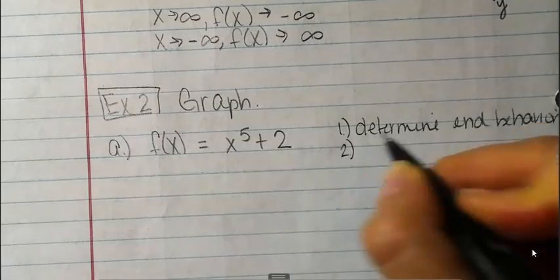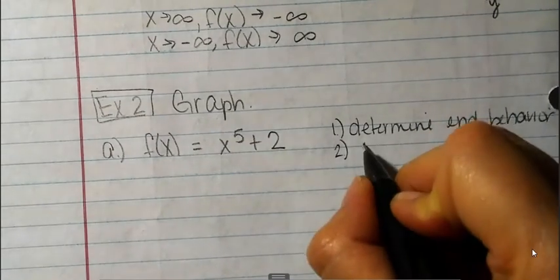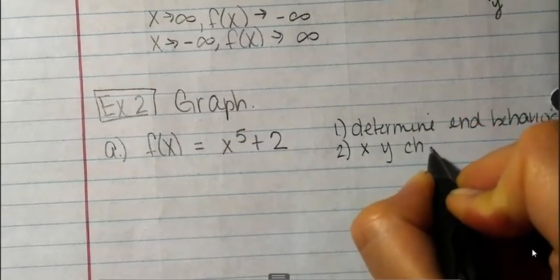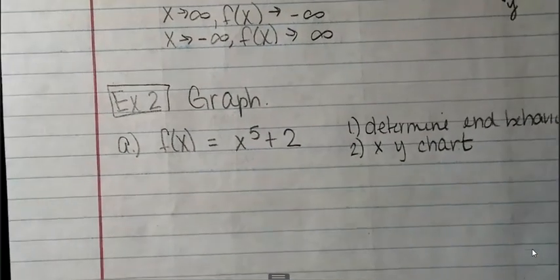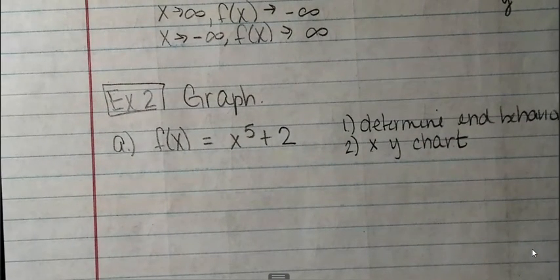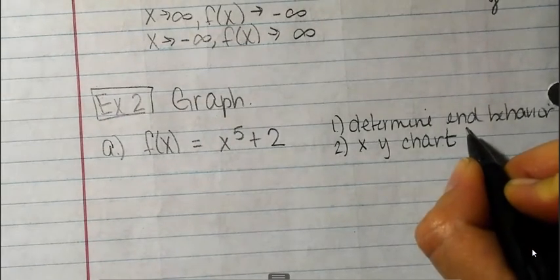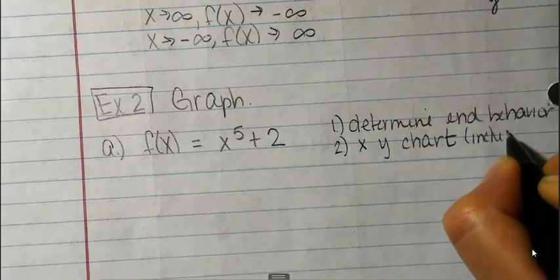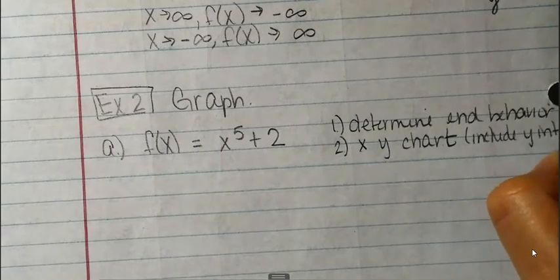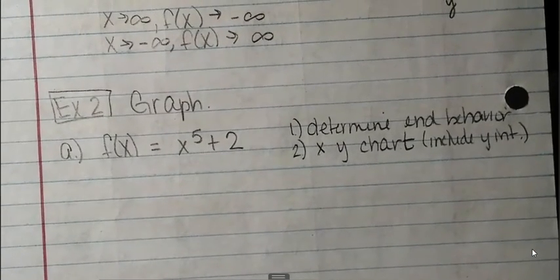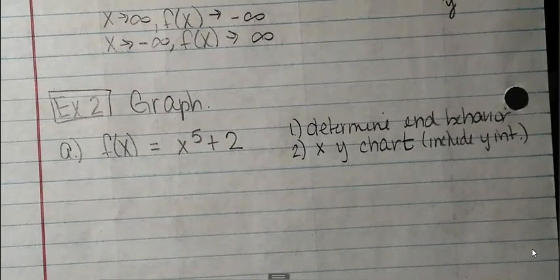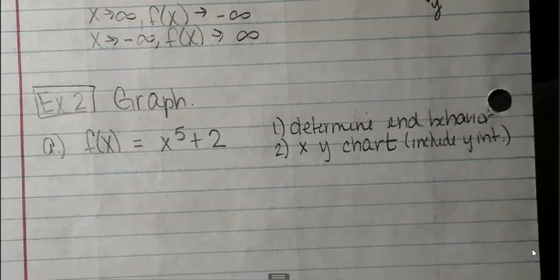And 2, XY chart to get some more points. I would always include, for example, your y-intercept. Okay, so I'll maybe make a note here. Include y-intercept. Okay, that's going to be important, just because it's something that you can actually get accurately, while right now you don't know how to find the zeros yet. So this is going to be the most that you can do.